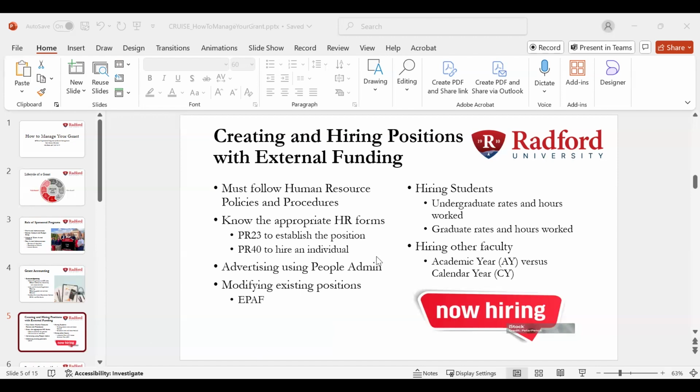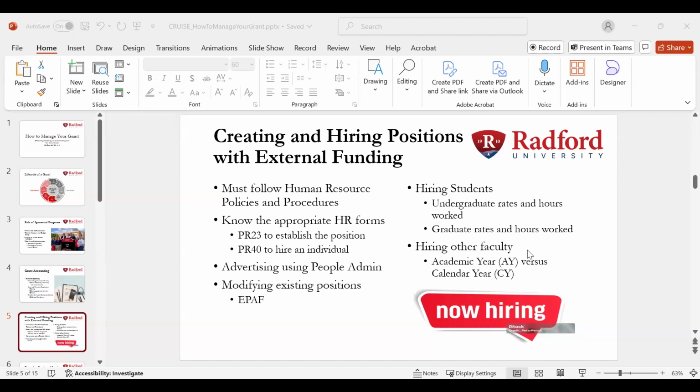Other types of hiring that you could think of on grants are hiring other faculty, and in some cases hiring other staff. It's not on the slide, but I can talk about that too. Hiring faculty can be faculty members who are academic year or faculty members who are calendar year. That can mean hiring new people on grants. I don't think we've ever had a grant where we brought in brand new 9-month faculty members, 100% on grants.